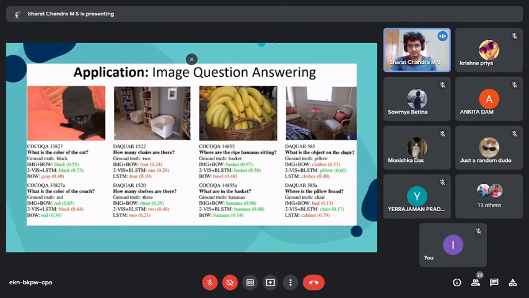This is the next application: image question answering. You give an image that is unknown, and you ask what is the color of the cat.